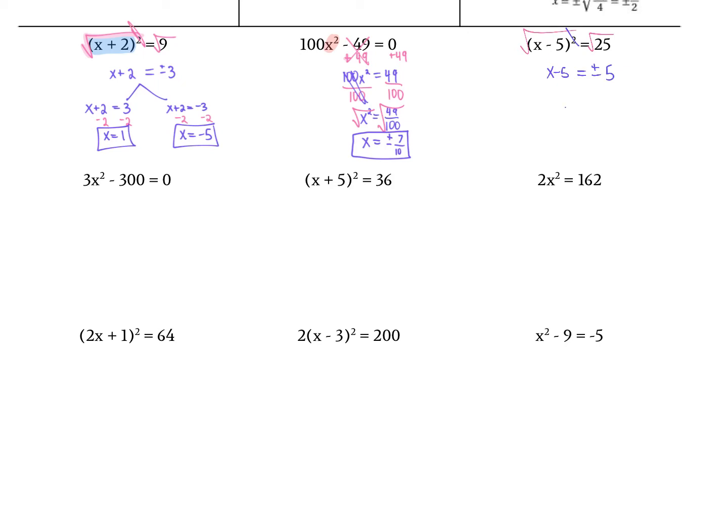So now I have two separate equations because I have x minus 5 equals positive or negative 5. So x minus 5 could equal 5, or x minus 5 could equal negative 5. If I add 5 to everything, I get x values of 10 and 0. And there are my two answers.